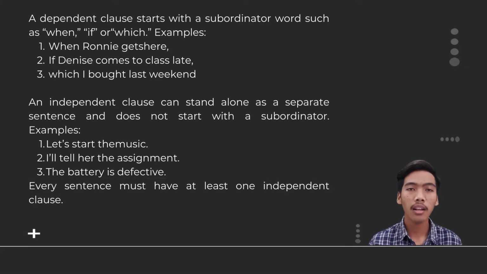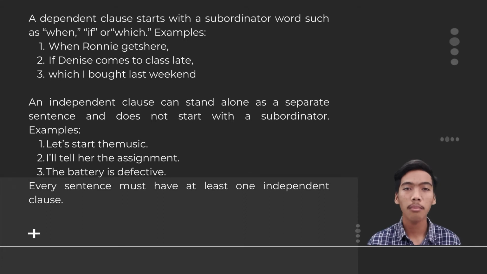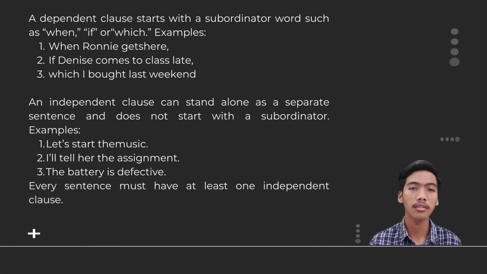An independent clause can stand alone as a separate sentence and does not start with a subordinator. Example: number 1. Let's start the music. Number 2. I'll tell her the assignment. Number 3. The battery is defective. Every sentence must have at least one independent clause.